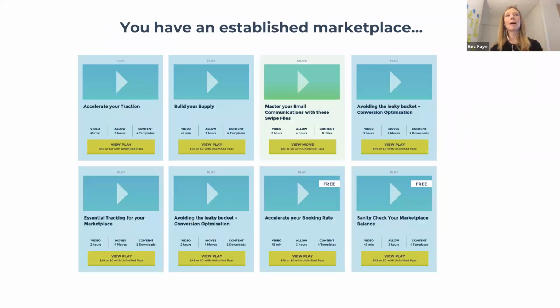If you have an established marketplace, you might have things like how to accelerate your traction, how to build your supply. Maybe you're coming up to an investment round, so how can you actually become more investment ready? How can you avoid the leaky bucket? Looking at conversion optimization specifically for marketplaces. So that's an example of the kind of things that you could expect to find within the marketplace playbook.